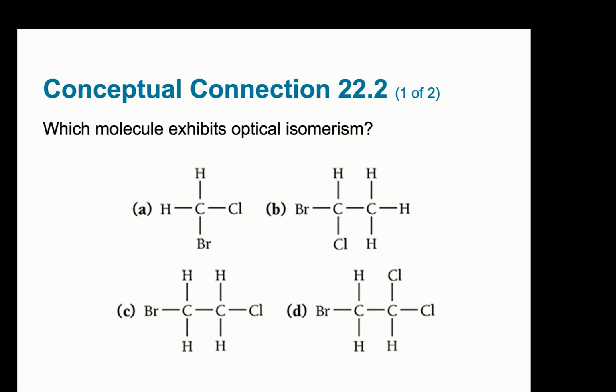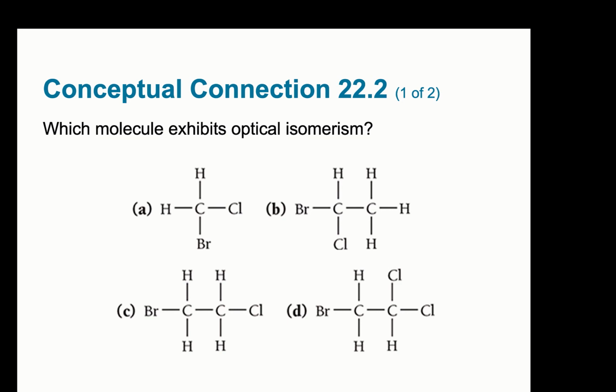So if you look at A, there's only one central carbon. It has a chlorine, a bromine, and 2 hydrogens. There's not 4 different things; the hydrogens are the same. Now if you look at B, the first carbon to the left has a bromine, a chlorine, a hydrogen, and a CH3. That's 4 different things. So B is going to be optically active, or at least it's going to have enantiomers.